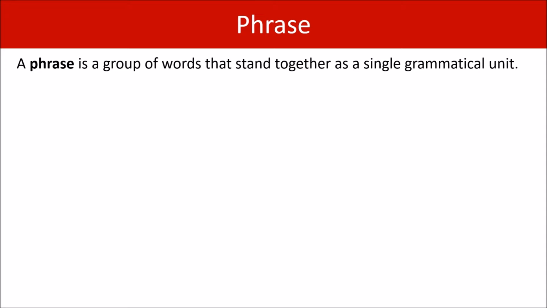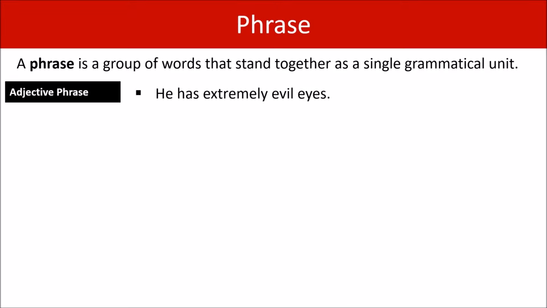The next thing I want to talk about, mostly for reference, are the different types of phrases. And we have lessons on all of these. But for reference, here they are. An adjective phrase. He has extremely evil eyes. Well, an adjective phrase is a phrase that functions as an adjective, obviously. But notice that the phrase actually contains an adjective. So extremely evil. In this example, evil is actually an adjective. So an adjective phrase is one that functions as an adjective that is headed by an adjective.